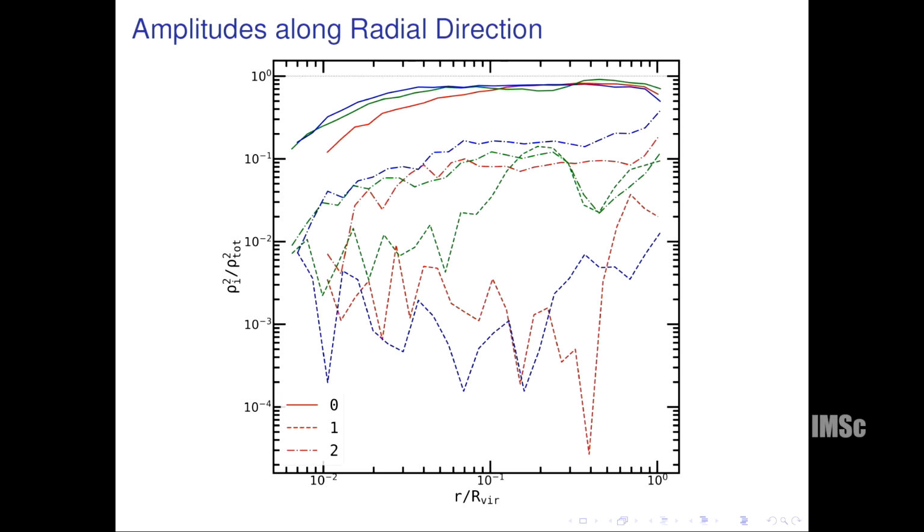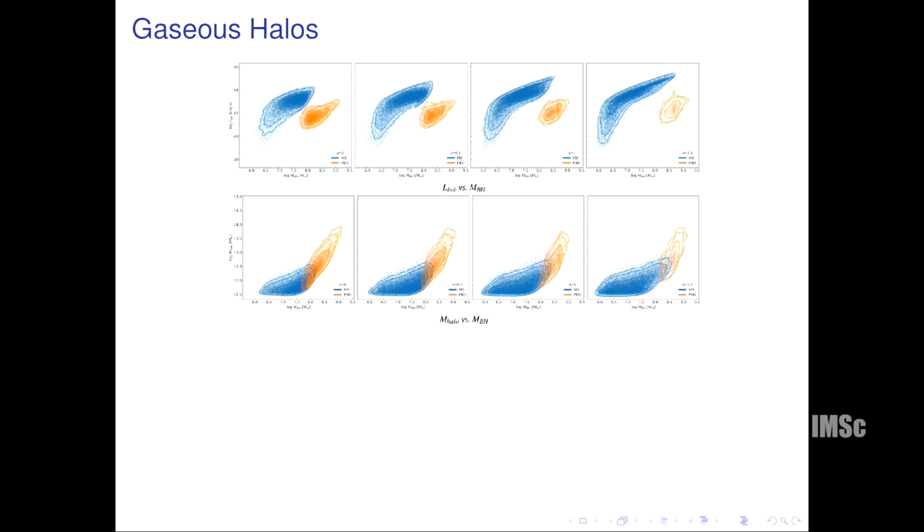So this is 3 halos. This is the monopole, this is the quadrupole, the dot-dashed, and this is the dipole. So the dipole, again in radial terms, is small. This is with respect to rho total. Most of it, like 80-90% of the halo's profile, is determined by just 2 or 3 modes. So that's the message here.